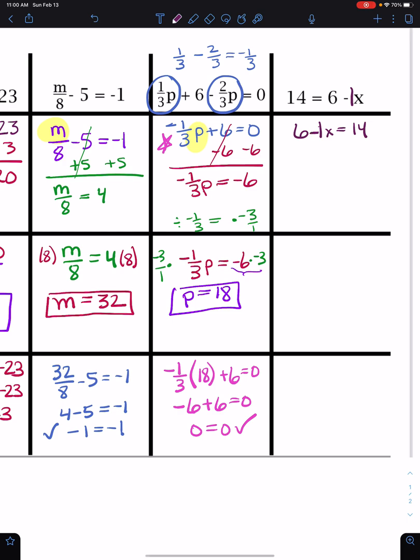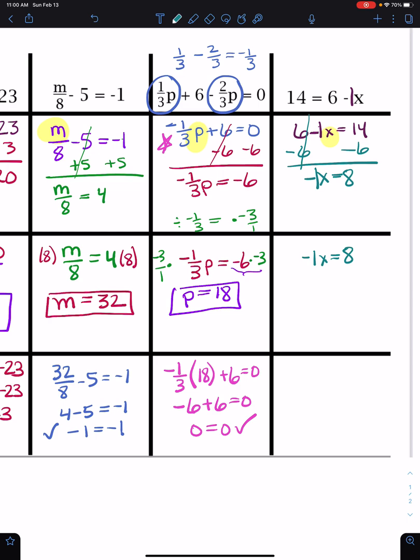So now I'm looking for my variable here. And since it's being multiplied by negative 1 and added to 6, the opposite of the constant would be to subtract 6 from both sides. I'll put that 1 in there still. 14 minus 6 is 8. So it's like negative 1x equals 8. So this canceled, right? The 6 minus 6 is 0.